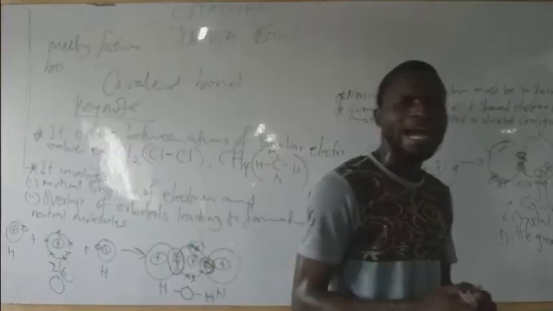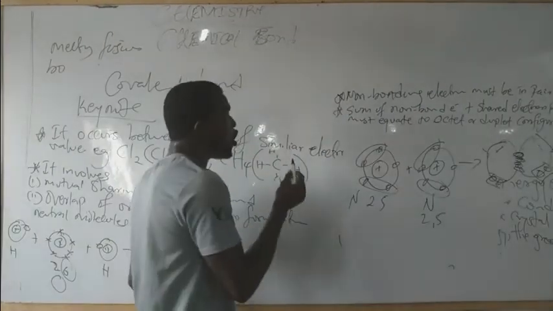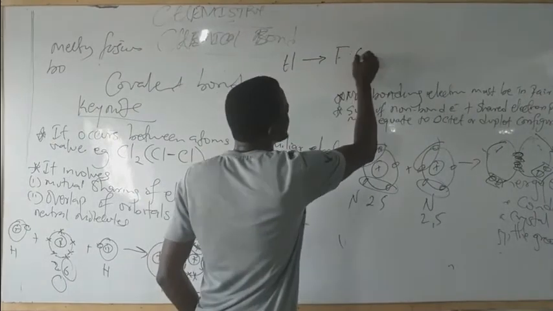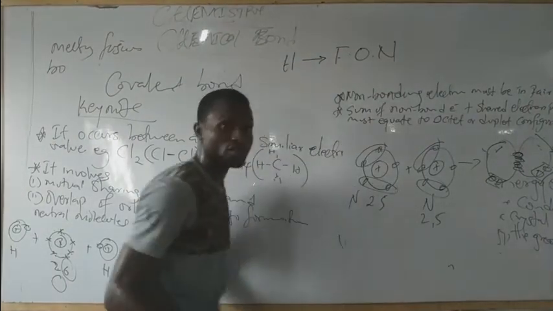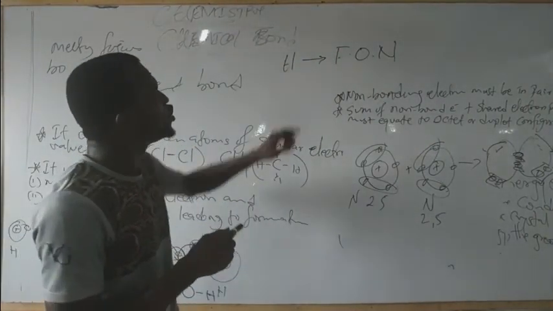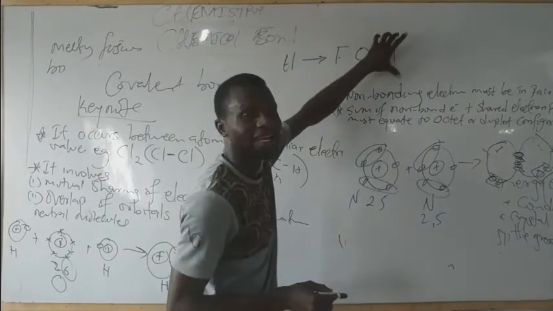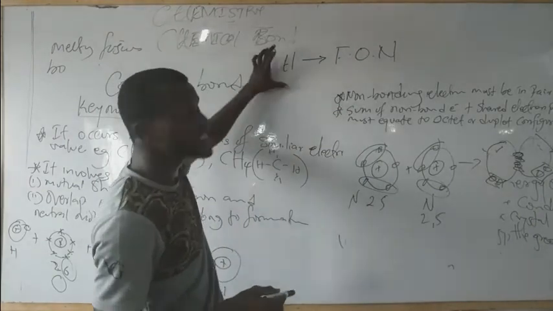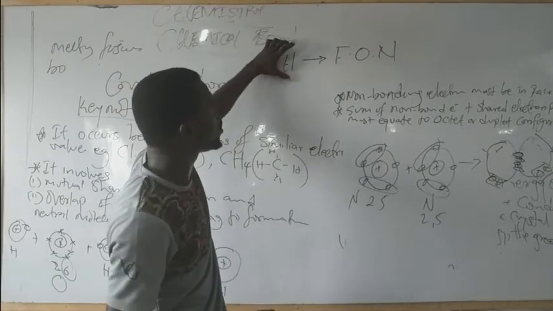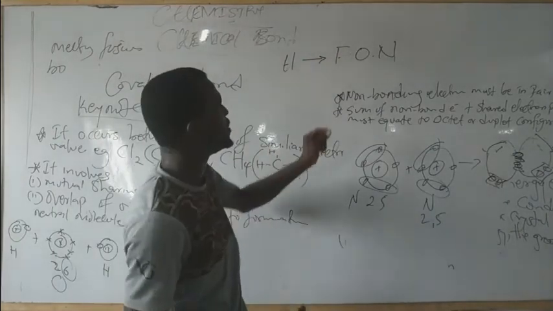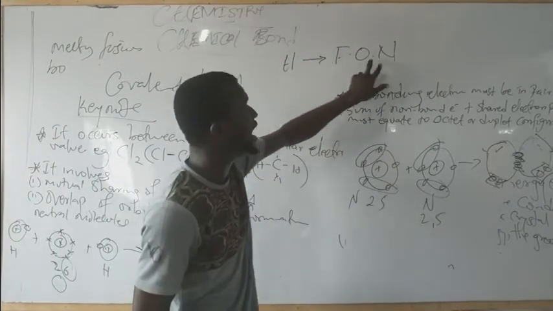What is hydrogen bonding? Hydrogen bonding is said to occur when hydrogen is covalently linked to Mr. Form. I always say that is a very simple definition. Whenever hydrogen is linked to Mr. Form, what is Mr. Form? Fluorine, oxygen, and nitrogen. So a simple way to define it: hydrogen bond is said to occur when hydrogen is covalently linked to strongly electronegative elements such as fluorine, oxygen, and nitrogen.